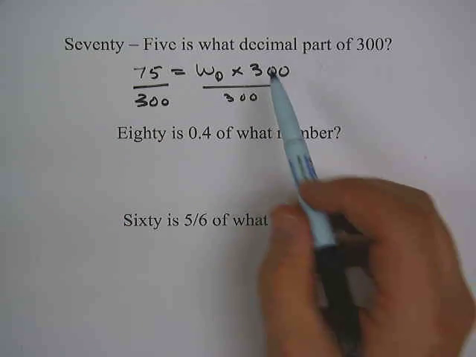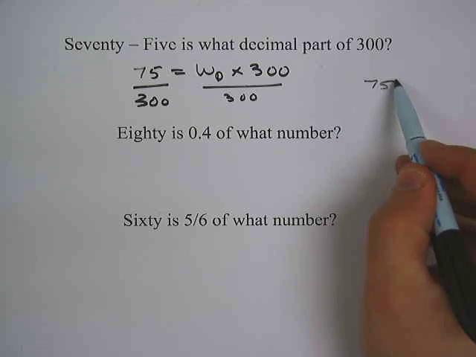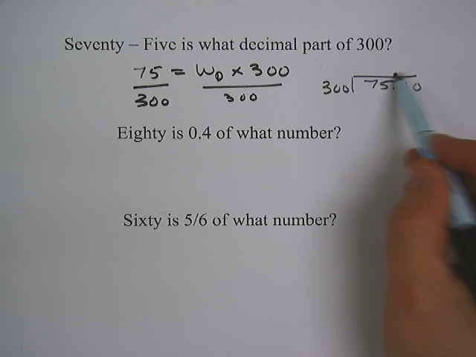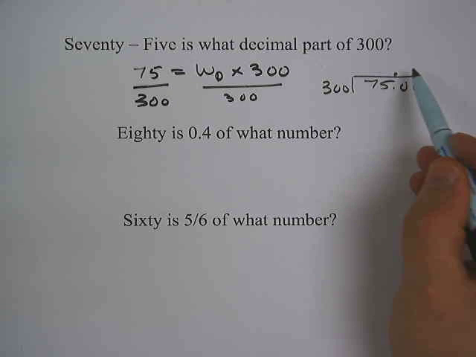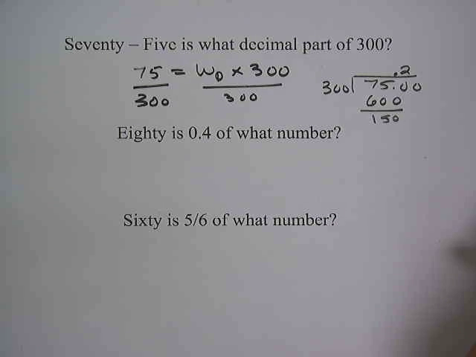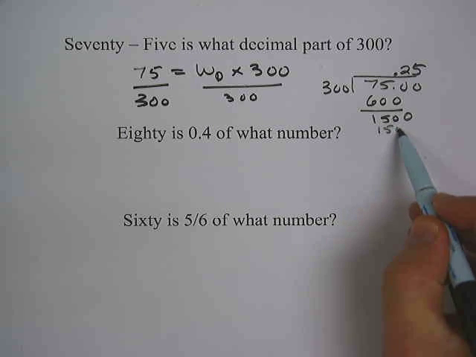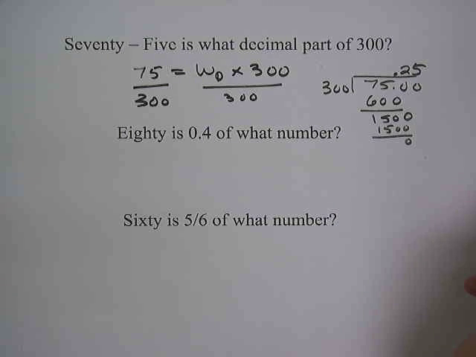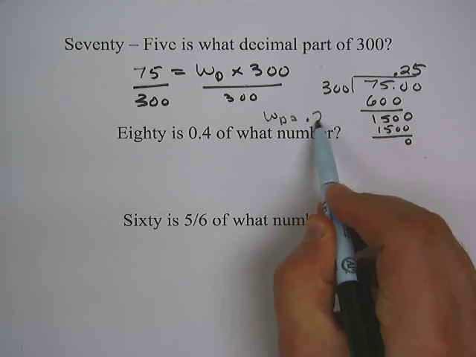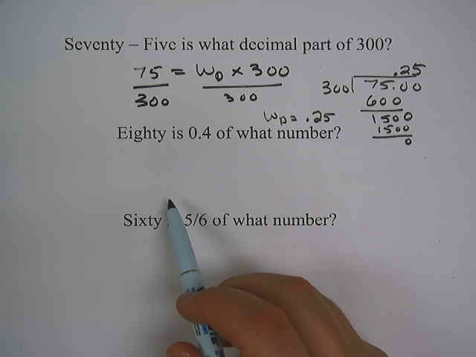solve. Now, since we want a decimal, we're not going to reduce this fraction. Instead, we're going to divide 75 by 300. We need a decimal point here, and the quotient goes in there twice. We now have 150. We bring a 0 down, and we get 1500 here. So the decimal we're looking for is 0.25.